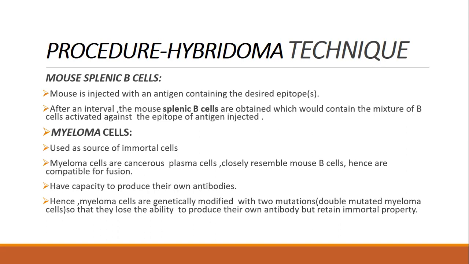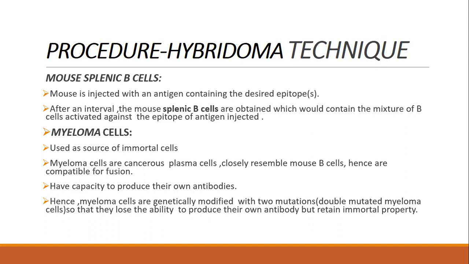Why do we use myeloma cells? Because they are used as a source of immortal cells. What are myeloma cells? They are basically cancerous plasma cells, closely resembling mouse B cells, hence they are compatible for fusion. Fusion is kind of very difficult. It's not a very easy process. So the question arises: why do we use myeloma cells?